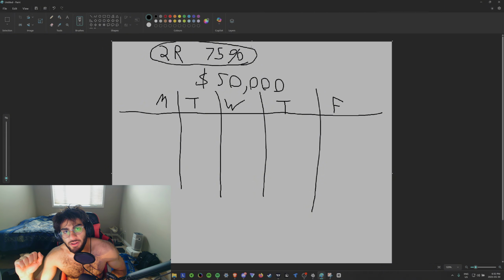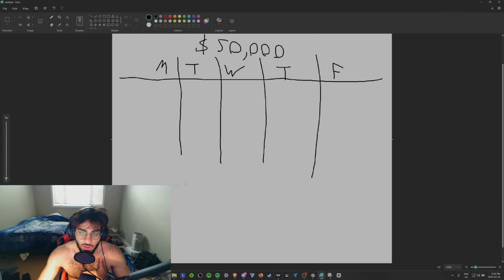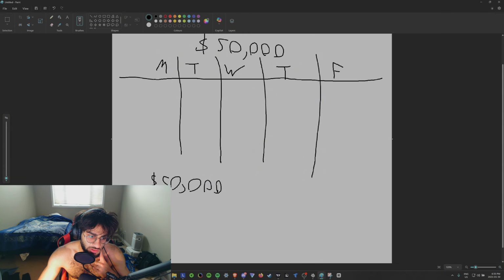So let's just say I have a 50K funded account and I only have $2,000 of drawdown. And let's just say I took a bad week of losses and was in a bad place psychologically. Now I only have 48.3. Let's just say I was at 50K and then I took a bunch of losses, overtraded, and all that, and I'm at 48.3.